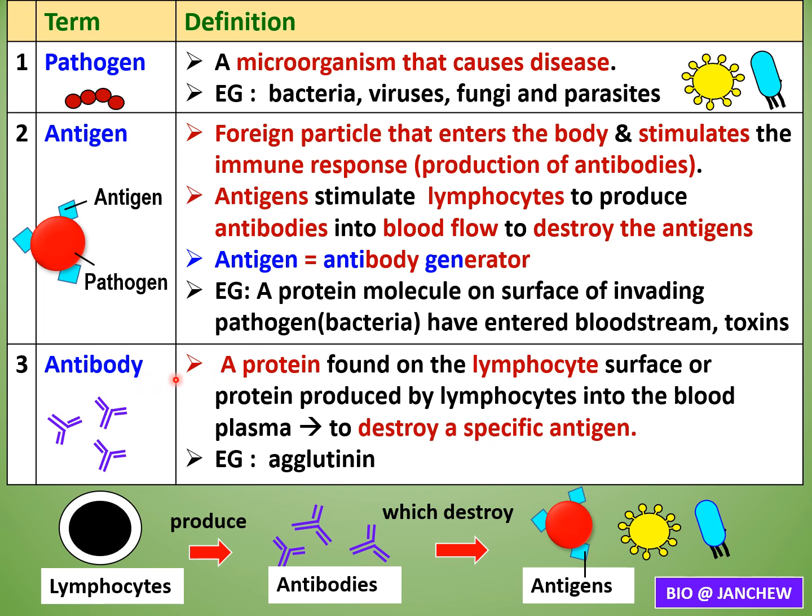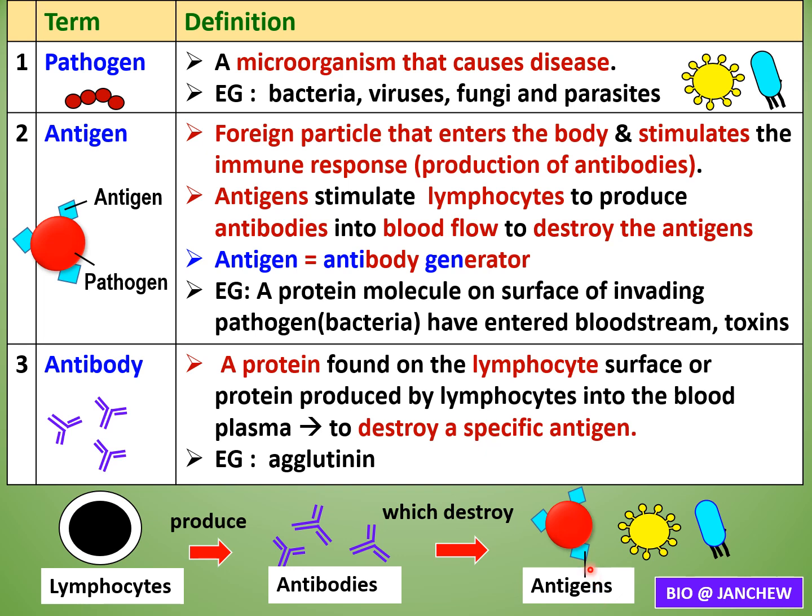Now, let's go on to antibody. An antigen causes the formation of antibodies in lymphocytes. So what are antibodies? Antibodies are proteins. An antibody is a protein found on the lymphocyte surface, or a protein produced by lymphocytes into the blood plasma to destroy a specific antigen. Example, agglutinin is an antibody. So the lymphocyte will produce a specific antibody to destroy a specific antigen that has entered the body.